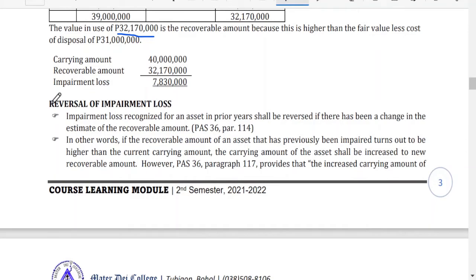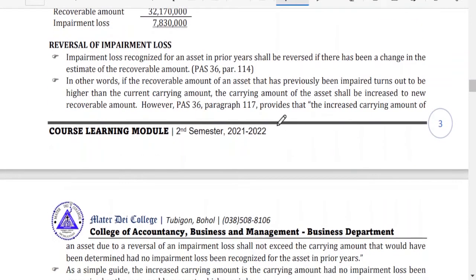So next is the reversal of the impairment loss. Impairment loss recognized for an asset in prior years shall be reversed if there has been a change in the estimate of the recoverable amount. In other words, if the recoverable amount of an asset that has previously been impaired turns out to be higher than the current carrying amount, the carrying amount of the asset shall be increased to the new recoverable amount.